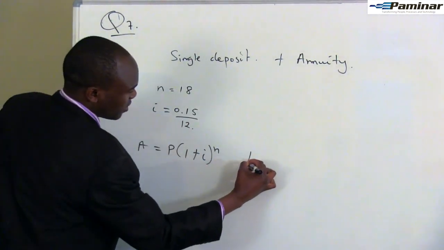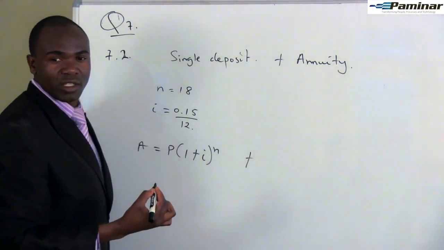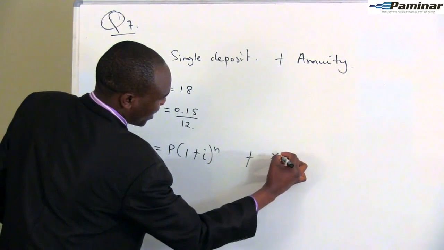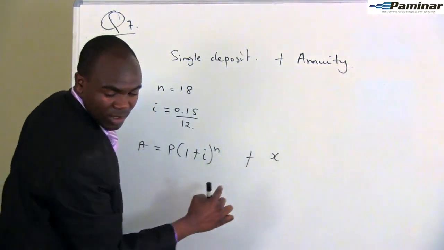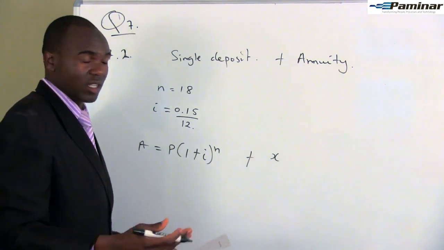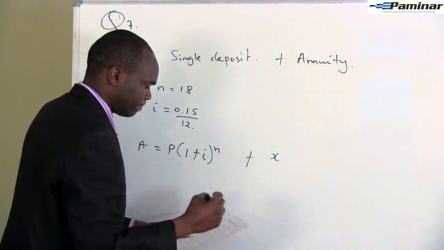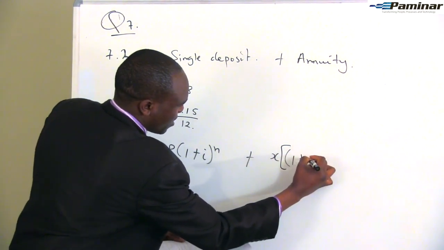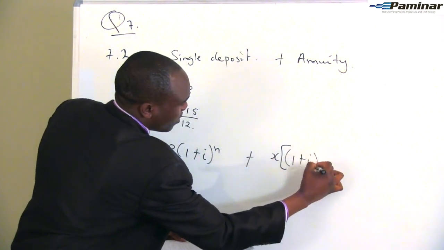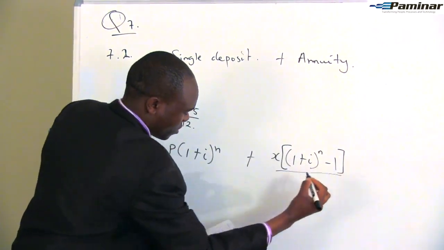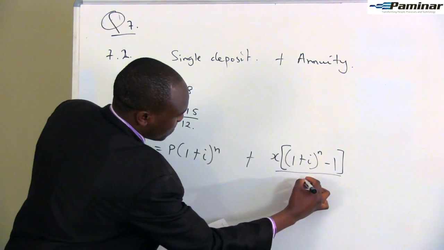Now for the annuity, we use the future value formula. We have X, which represents the annuity. Let me just check on the formula; you can also do the same in the exam. So it's X times, in brackets, 1 plus I to the power N minus 1, all over I.